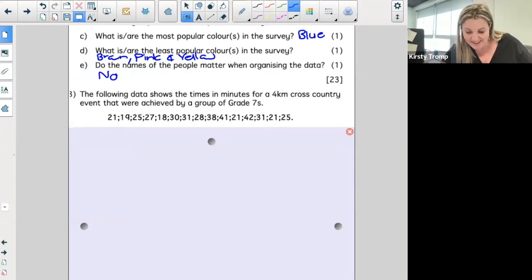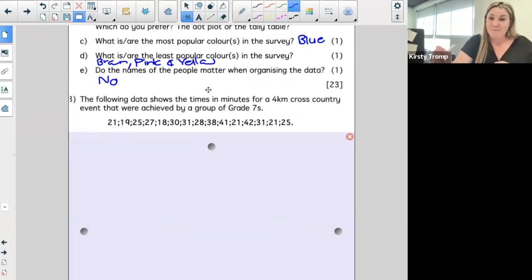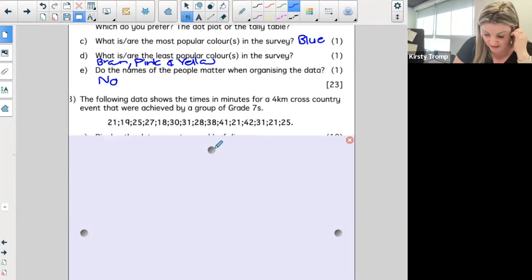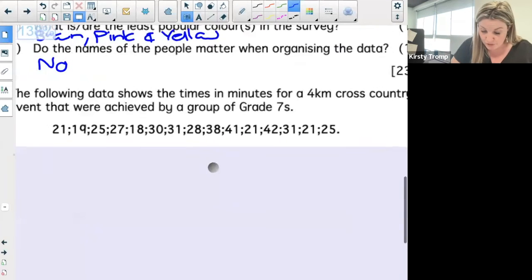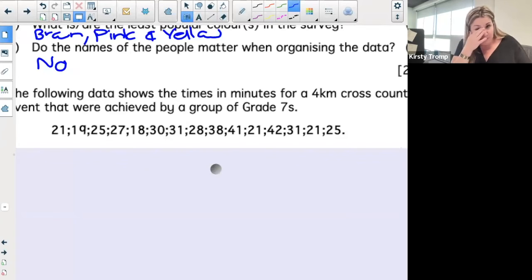Tando is absolutely right. We need to arrange this data in what they call ascending order. That means from the smallest to the biggest. So have a look there. I'm going to make it bigger for you so you can see the numbers. I'm going to give you 2 minutes to go and put that data in ascending order, smallest to the biggest.